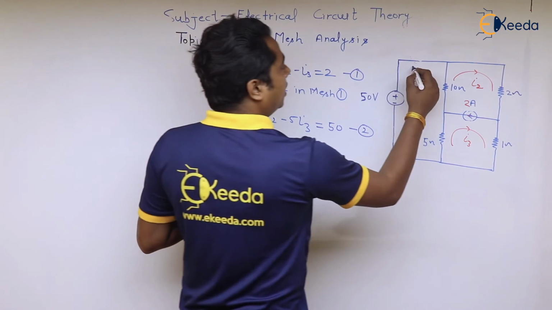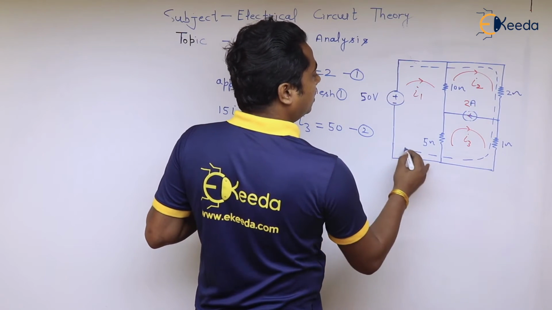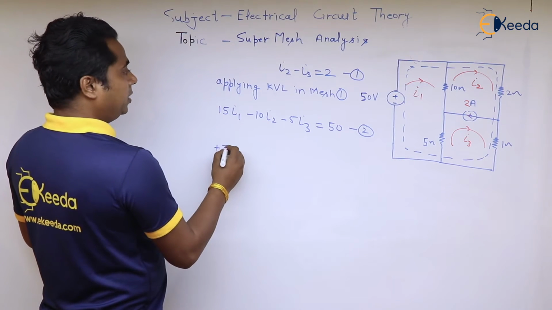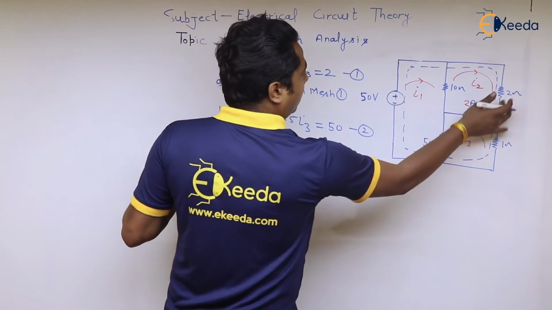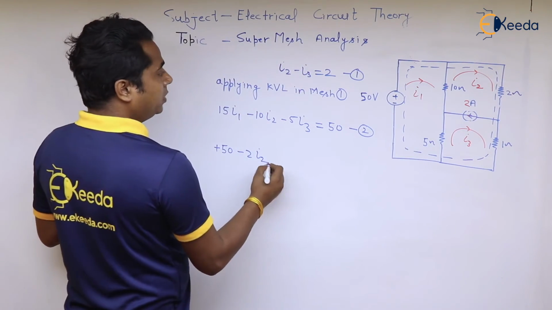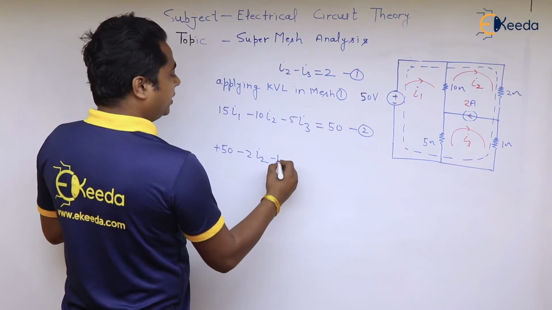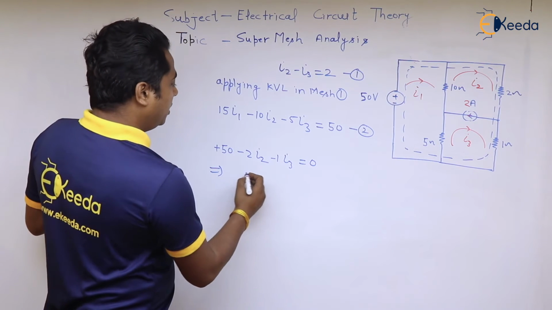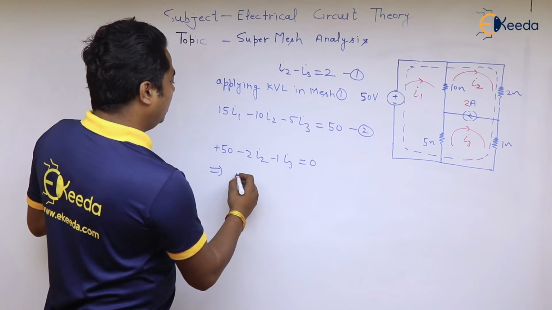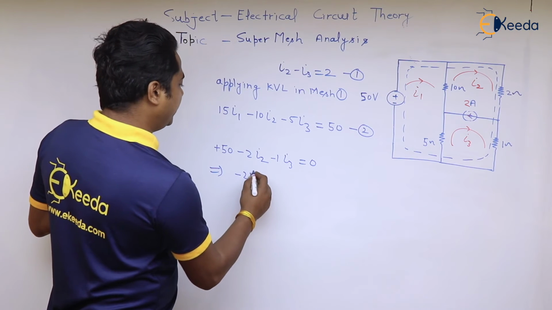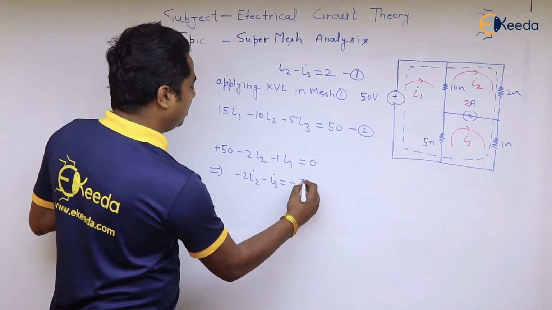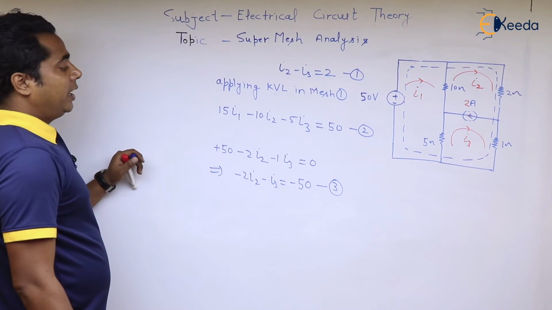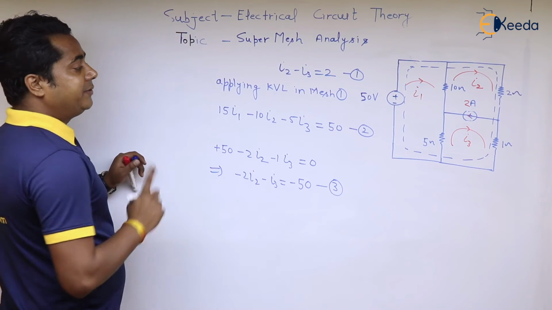And from here we can apply the KVL here. Minus 2 plus 50 minus 2 I2 minus 1 I3 is equal to 0. From here we can say minus 2 I2 minus I3 is equal to minus of 50. Equation number 3. Now we have 3 equations and we have to solve for the value of I1.